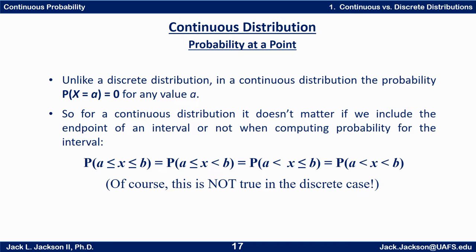It doesn't matter which one of these you have, you get exactly the same thing. Of course, this is not true in the discrete case. In the discrete case, if a and b have non-zero probability, then all four of these are different things, and the probability would not be zero.